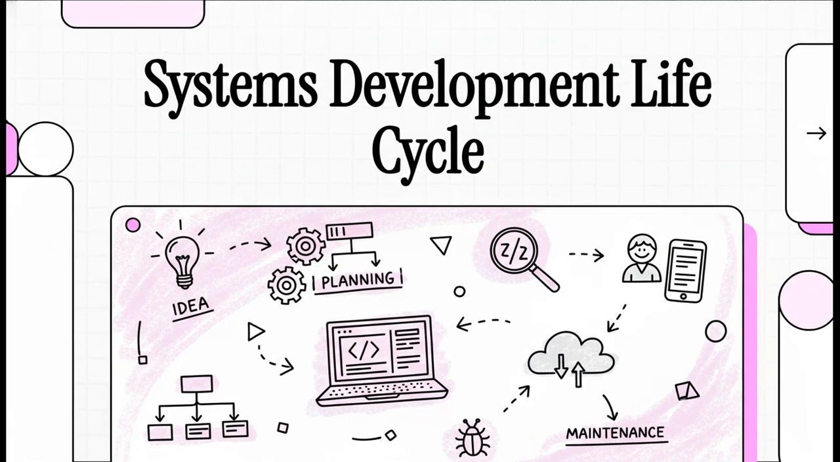Ever wonder how a massive, complex app, the kind with millions of users, actually gets built without just falling apart? Well, the secret isn't just about having brilliant coders. It's about having a rock-solid, structured plan. And today, we're going to break down that exact blueprint.